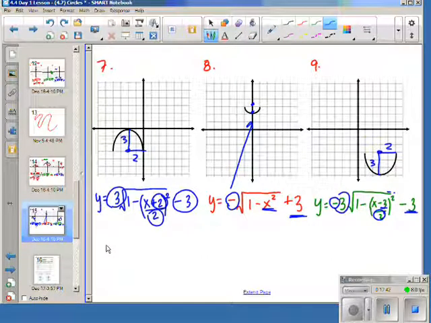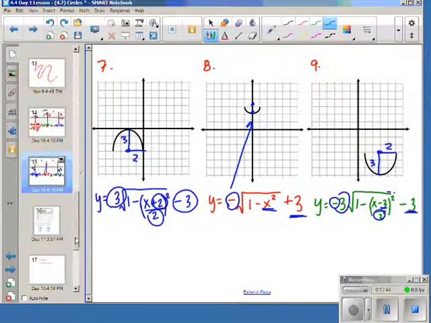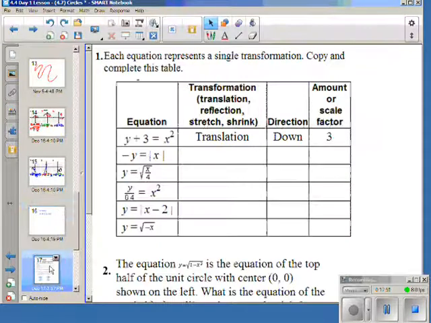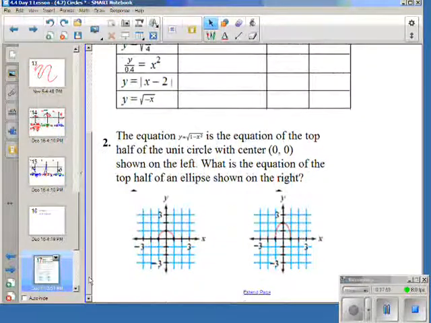All right, so your homework is going to be page 220, numbers 1 through 6. All right, and I'm going to have them on the board so you can just pause the video. So here's problem 1. Pause the video until everyone gets through that one. Here's number 2. Pause the video once everyone gets through that one.